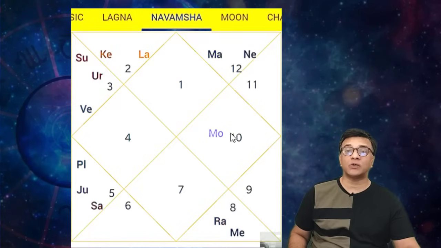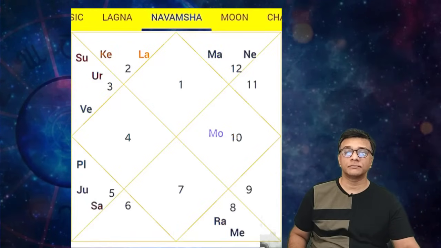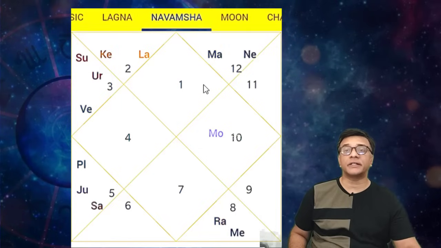Saturn rules the 10th house, Jupiter rules the 9th house. They are placed together, which means his career is getting connected to his education, and his career is getting connected to construction and into real estate.